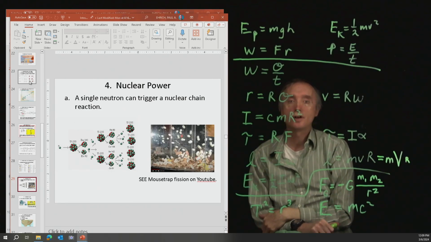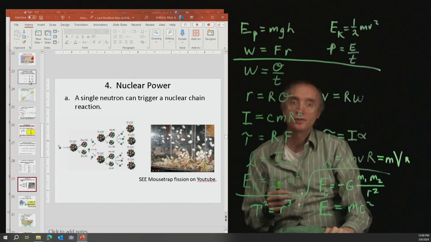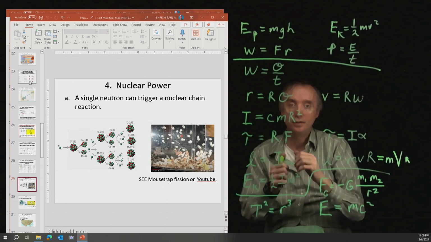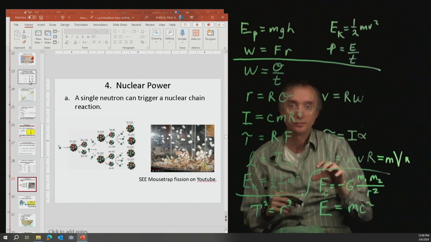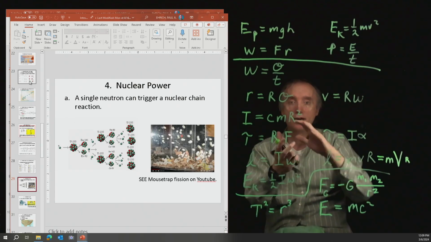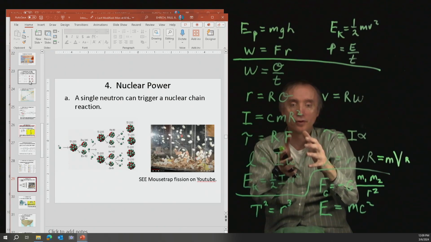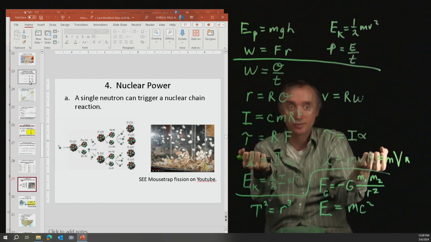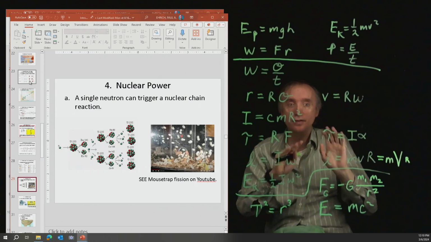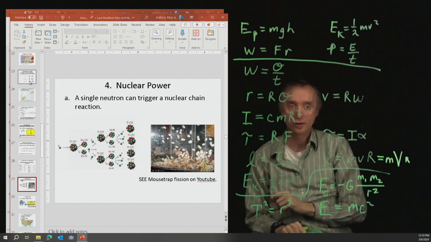All right, so now we want to talk about nuclear power. And this first slide says it's actually neutrons which trigger the nuclear reaction. So this is for nuclear fission. In nuclear fission, you have this radioactive substance, and it's almost on the verge of wanting to break apart into two substances. But you need to give it a little push in order for that to happen. That's what the neutrons do.